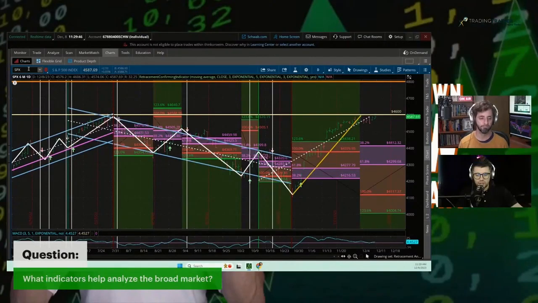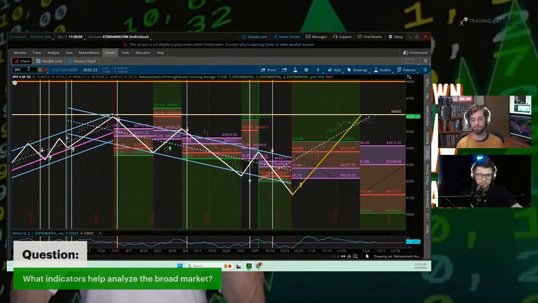What indicators help analyze the broad market? I know we just went through the MACD. I know that you've got your custom, I don't know if we've ever come up with a name for it, but your custom arrows indicator. Are there other things that one should be looking at to help analyze the overall broad market?